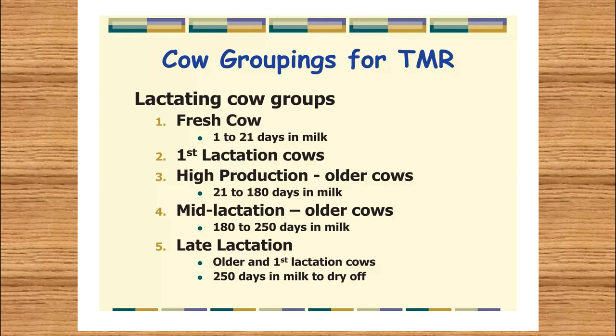Then late lactation, some older cows, means they are about to dry. These cows are to be categorized as late lactation cows. They are older than 250 days in milk, to dry off usually 210 days is the optimum, but sometimes if they have not conceived in time, then it goes as high as 250 days.